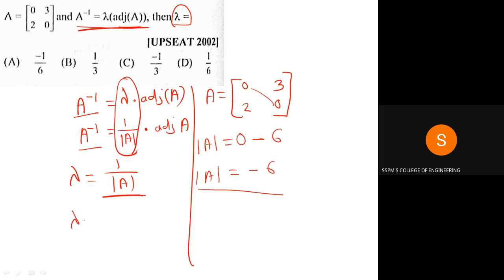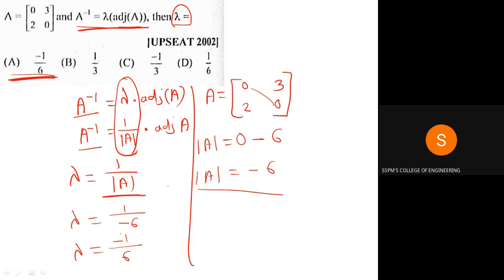If we put this value here, 1 upon, what is determinant of A? It is minus 6. So, lambda is equal to what? 1 upon minus 6. Or you can say lambda is equal to minus 1 upon 6. So, which is the correct option? This is the correct option, minus 1 upon 6.